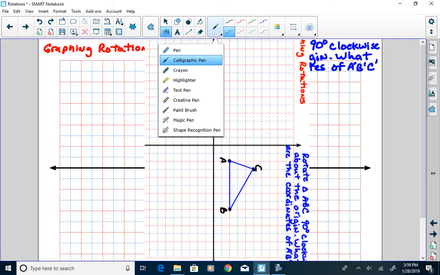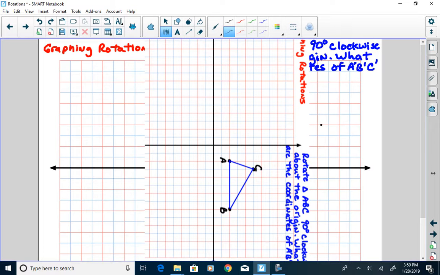If I start with A prime, the new location of A, or the image of A, is located at positive 2, negative 2. So after a 90 degrees clockwise rotation, point A is located at 2, negative 2. Point B is located at positive 2, negative 8. So 2, comma, negative 8 is the location of the image point B, which we'll call B prime.